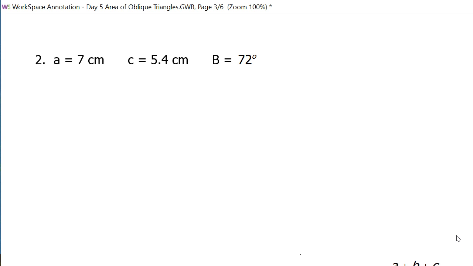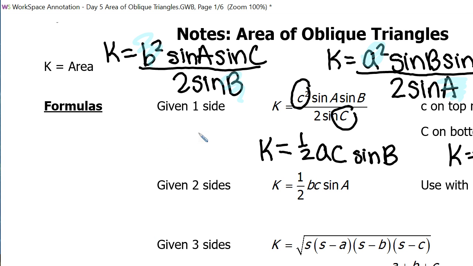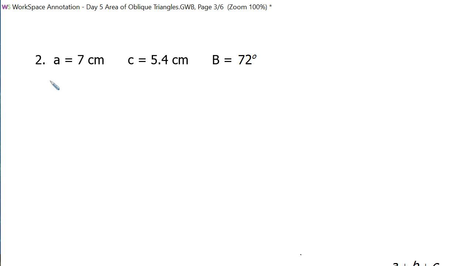Number two, to decide which formula you are going to use, you need to look and see how many sides do they give you. Two. So if you are given two sides, we need to use the formula 1/2 B times C times sine of angle A. But what two sides were we given? A and C? So we need to use this one right here. K equals 1/2 A times C times the sine of angle B.